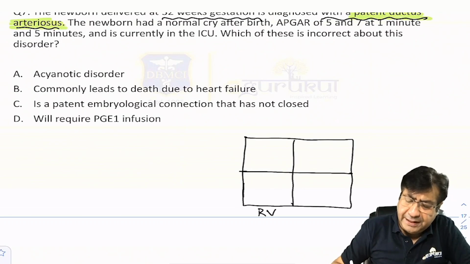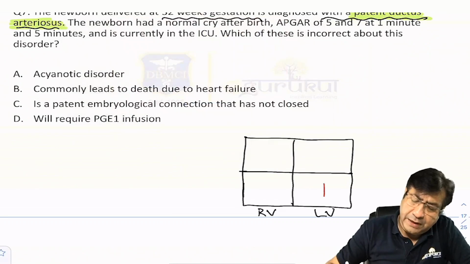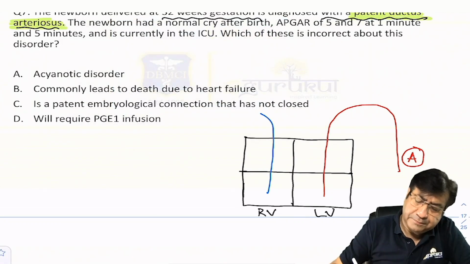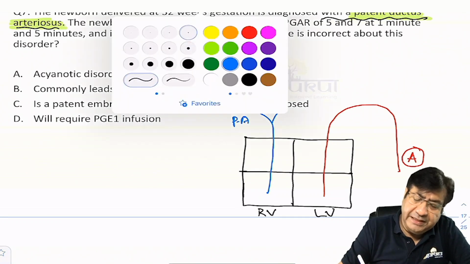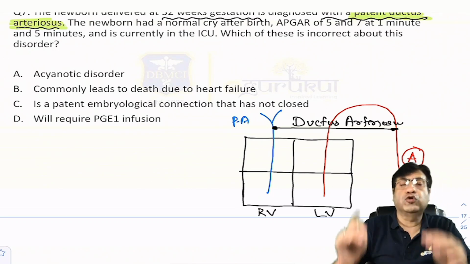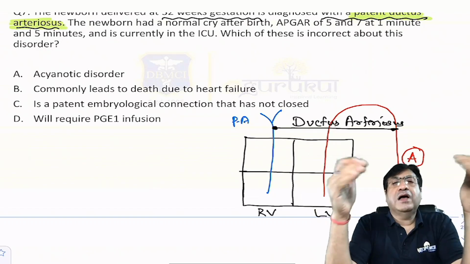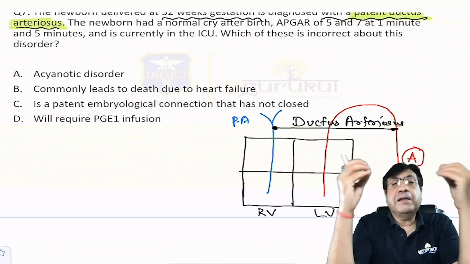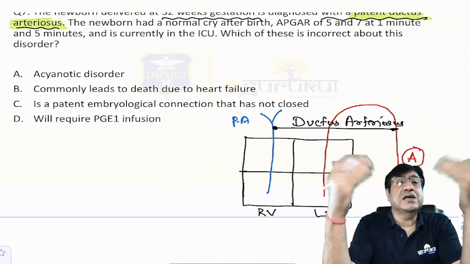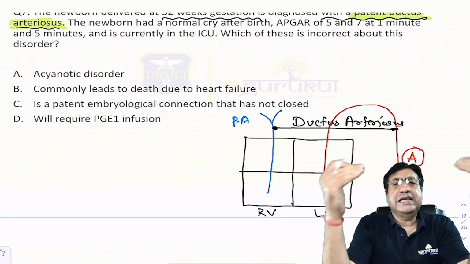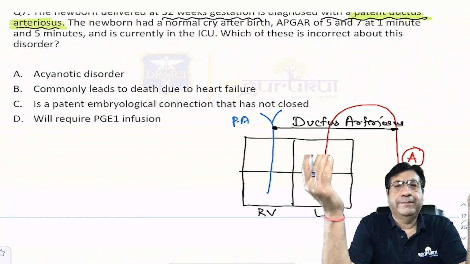So suppose this is the right ventricle and this is the left ventricle, and this is the aorta, and this is the pulmonary artery. So the connection between the aorta and the pulmonary artery is called the ductus arteriosus. And this ductus arteriosus normally should close after birth because of the high amount of oxygen present in the environment. That high amount of oxygen in the environment is the primary stimulus for the closure of the ductus arteriosus after birth. There are other factors involved also, but the primary reason is the high amount of oxygen in the extrauterine environment.